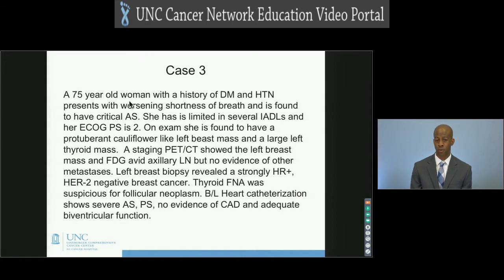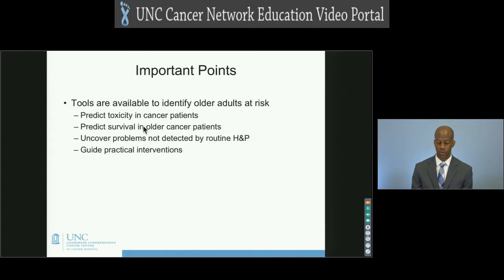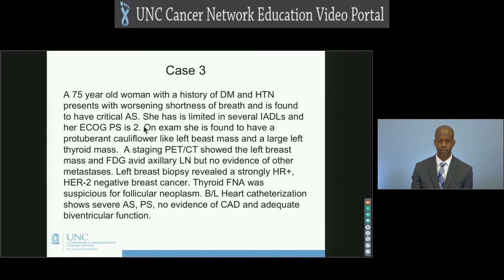She's a 75-year-old woman. She has a history of diabetes, high blood pressure, and she presents with worsening shortness of breath and is found to have critical aortic stenosis, a narrowing of the valves in her heart. She is limited in several of the IADLs, instrumental activities of daily living. She required a son to help her with transport and cooking and cleaning and management of her medicines. Her performance status, which is the ECOG measure, is 2.